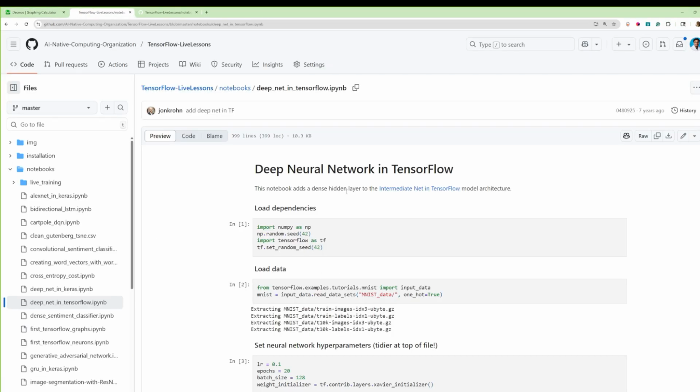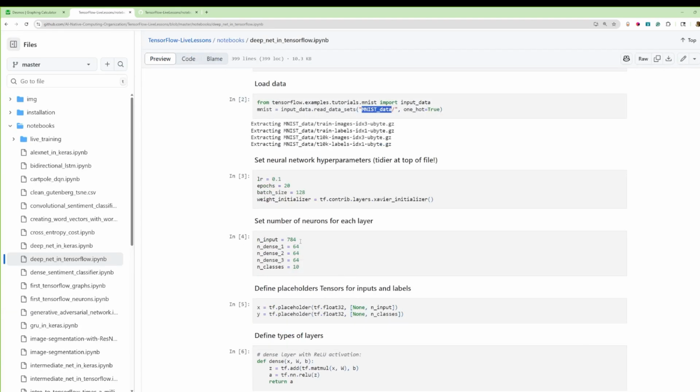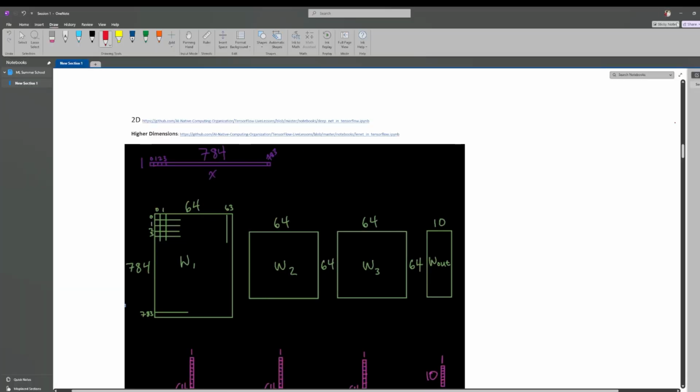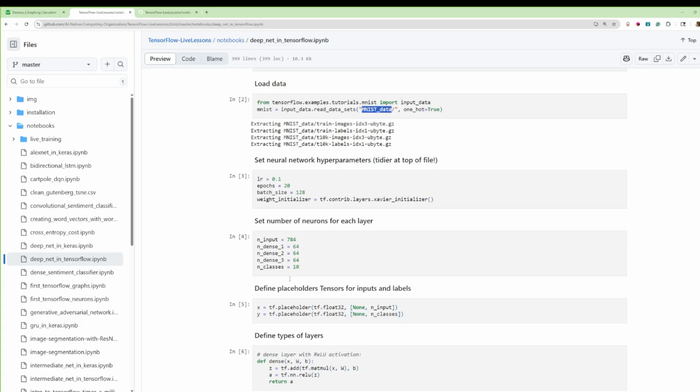So, a deep neural network in TensorFlow. If you look into that using the MNIST dataset, you can see there are 784 inputs. Great. And then the dense layers, 64, 64, 64, and then there are 10 classes. Obviously you will learn about this gradually. The 10 classes can be assumed to be the 10 numbers.